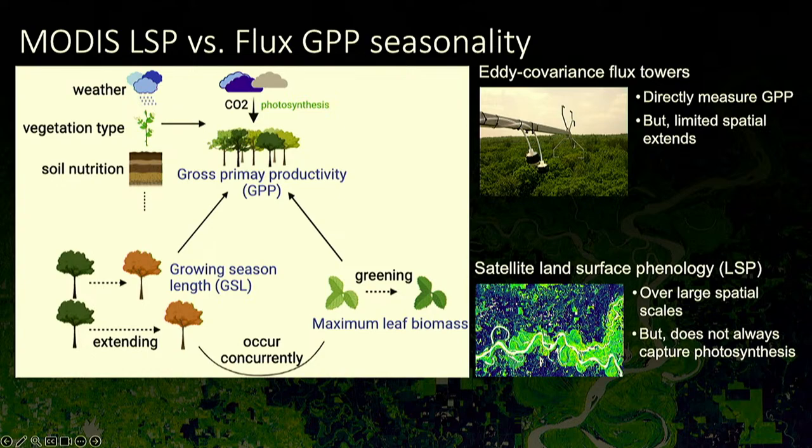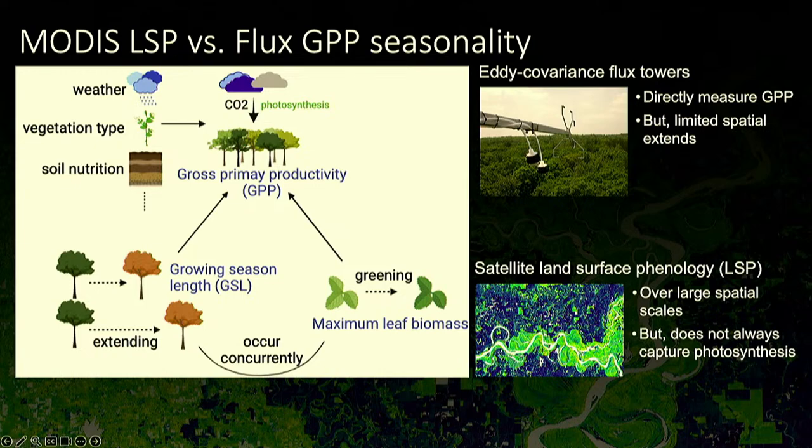Now I'm going to talk about the first paper I published, using this MODIS phenology. Because MODIS is very good at capturing large-scale dynamics, we were wondering, phenology is a first-order control of carbon sequestration because it controls the green season length. And the maximum carbon uptake, or the potential rate, is determined by the peak greenness, or the maximum leaf biomass, right? If you have more leaf biomass, you have a larger potential for capturing more carbon.